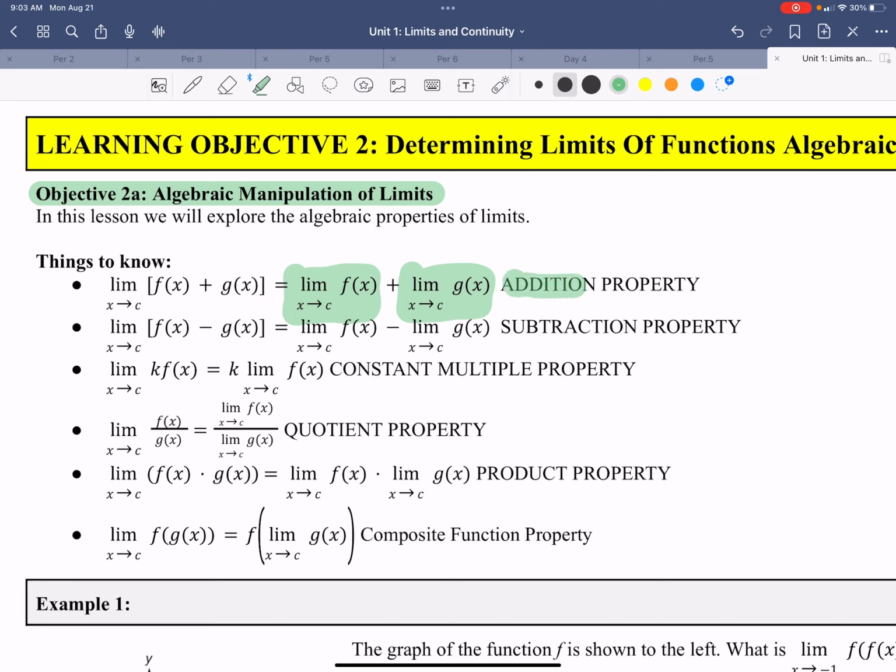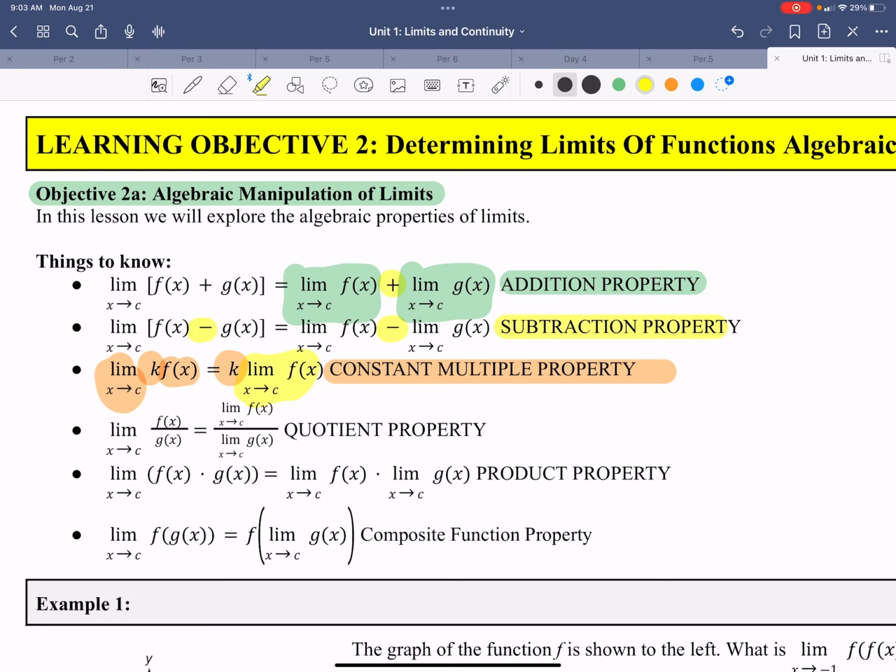That's called the addition property. We have the subtraction property, which does the same thing, except instead of addition, we end up subtracting. And we have another property called the constant multiple rule. That means that if we have the limit of some number times our function, we can move the number outside, take the limit, and multiply it by that number at the end.